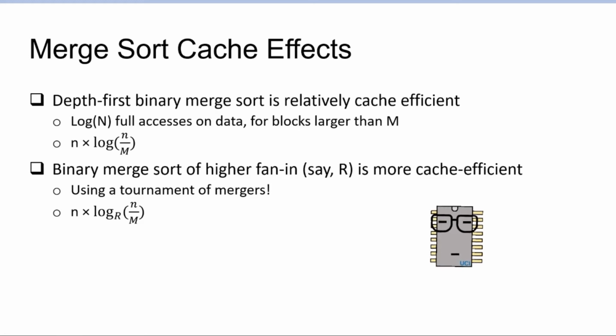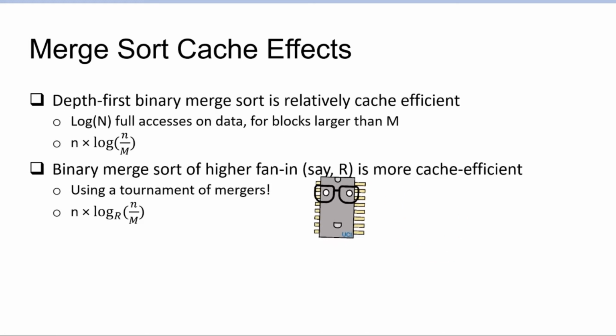But we can go even further than a binary merge sort. Instead of merging two blocks at every sweep, if we merge more blocks at every sweep, say R, it would be more cache efficient. Because instead of doing log base 2 of n full accesses of data, we'd be doing log base R of n full accesses of data. The amount of work doesn't change, so in terms of time complexity, the algorithm stays exactly the same.